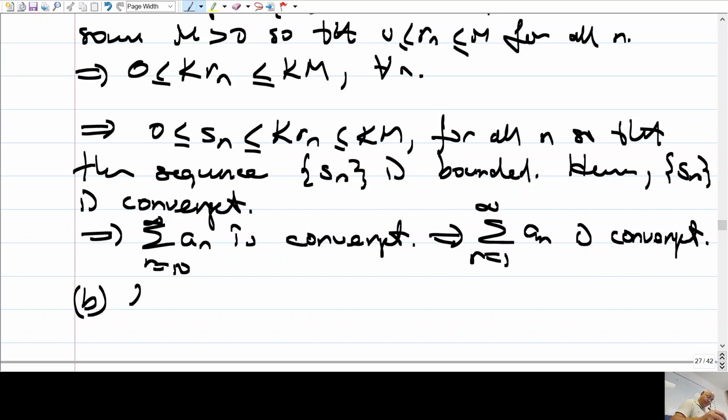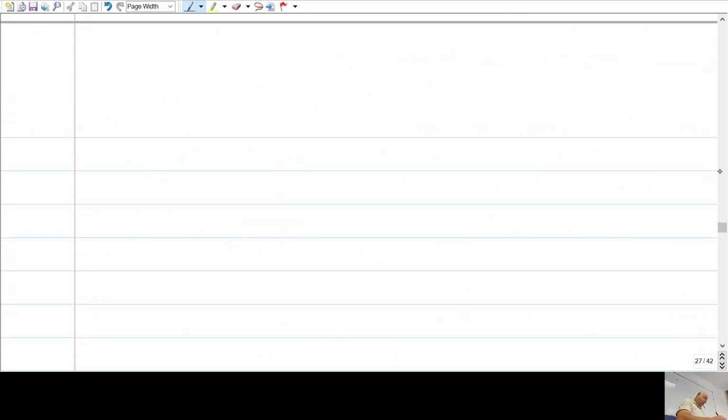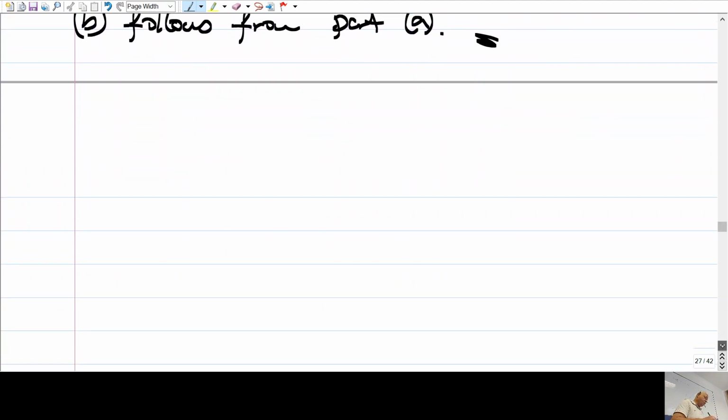Part B follows from part A. Why is that? Well, because when you look at this, it is just the same statement, contrapositive. If this is convergent, then this is convergent. Therefore, if this is divergent, this cannot be convergent, so that it is also divergent. So A and B are the same statements. Okay, so this is the comparison test.